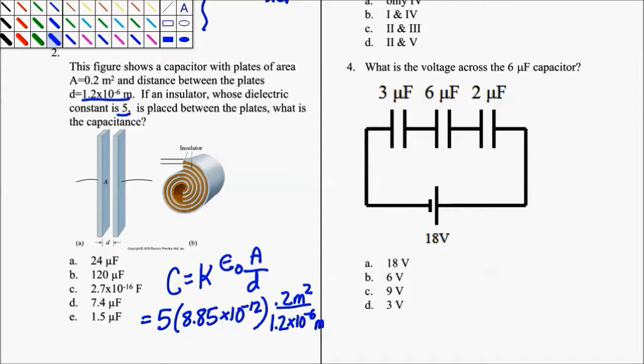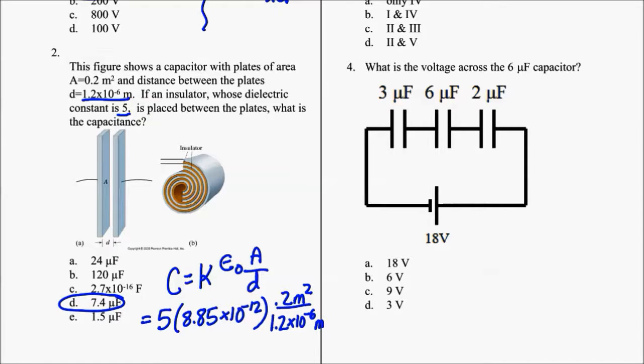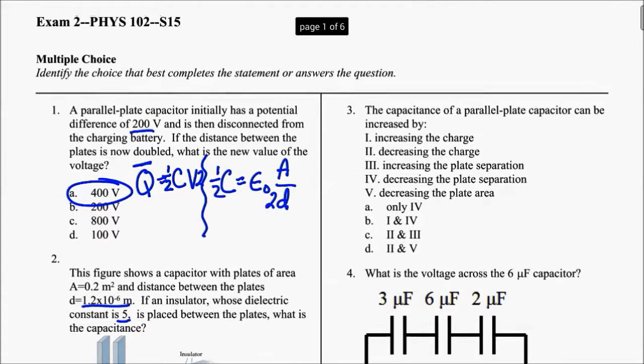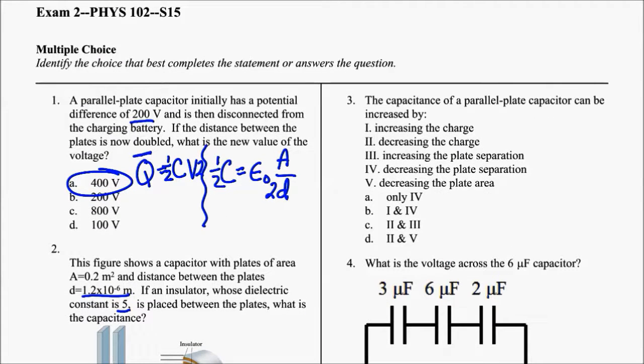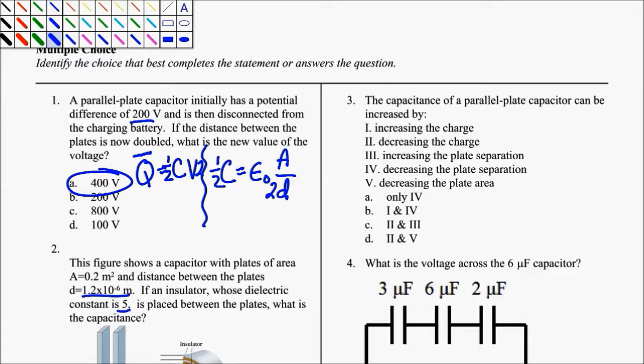That gives me 7.4 times 10 to the minus 6. That's 7.4 microfarads. The capacitance of a parallel plate capacitor can be increased by which of these?